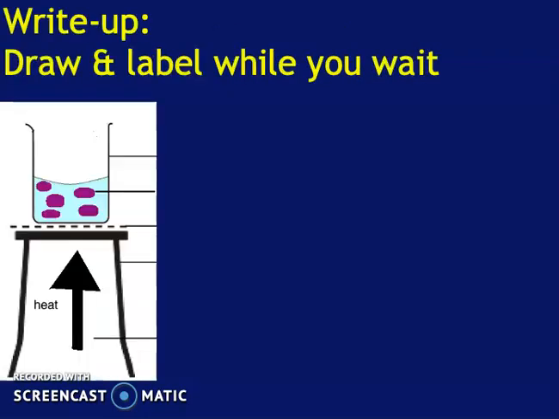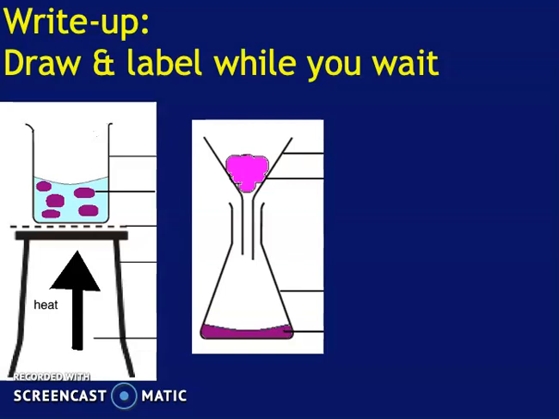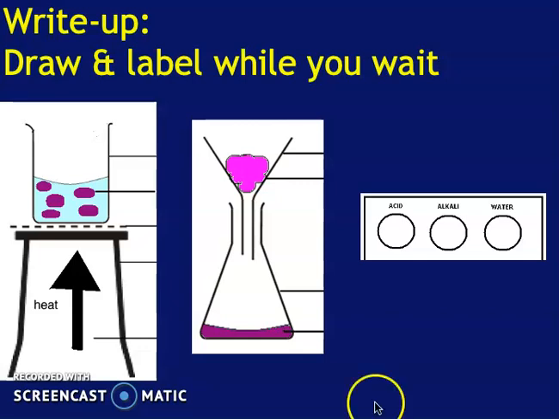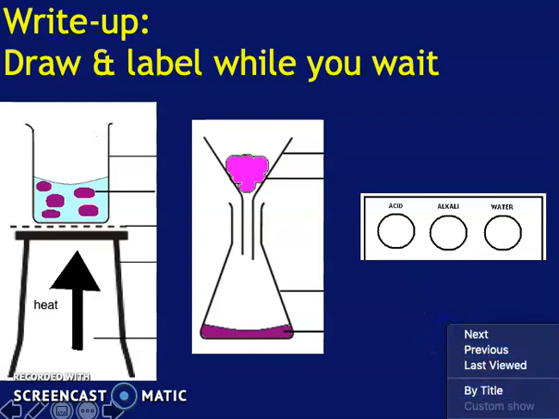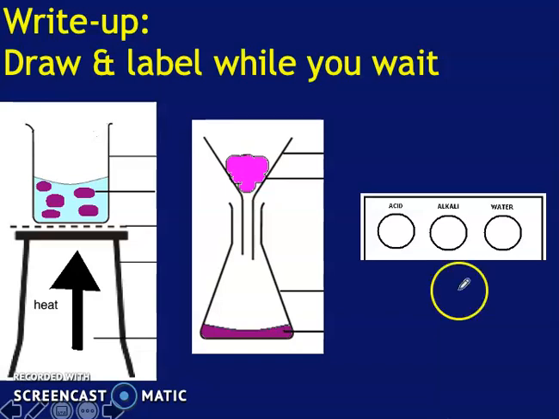Now, in terms of your write-up, you are going to have to draw the following 3 diagrams, and you're going to have to label them up. Obviously, this is how we would do it in the lab. So this is diagram 1, this is diagram 2, and this is diagram 3. For diagram 3, you get a pointer. Okay, so this is your 3 glasses.